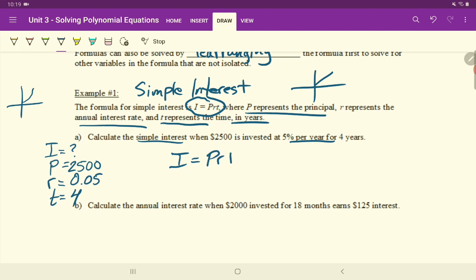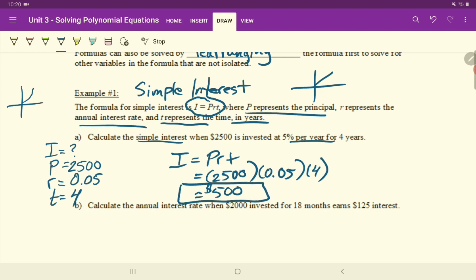Let's write out our formula. Let's multiply 2,500 times 0.05 times 4, and you get $500. So there's our simple interest earned.